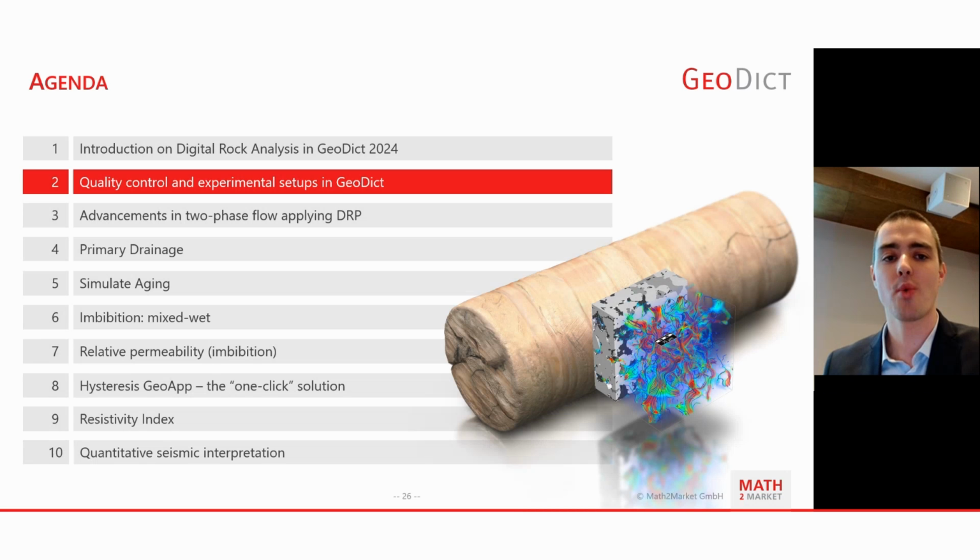So we can continue now with 2 workflows in GeoDict that you may utilize when you're starting your prediction of different properties. The first of the workflows is the quality control of your samples, and the second one is utilization of cylindrical core plugs directly in GeoDict and predicting their properties.